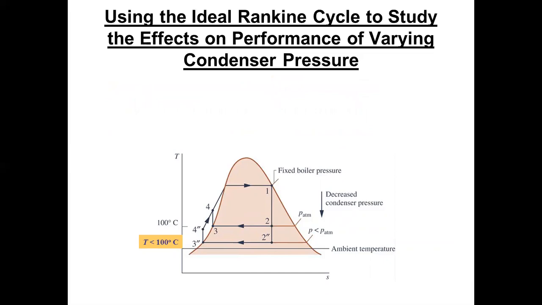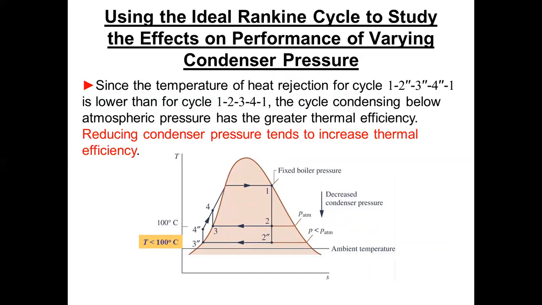The other way to think about it, in terms of thermodynamic theory, is that since the temperature of the heat rejection for the modified cycle is lower than that for the starting cycle, 1, 2, 3, 4, 1, the cycle condensing below atmospheric pressure has a greater thermodynamic efficiency.